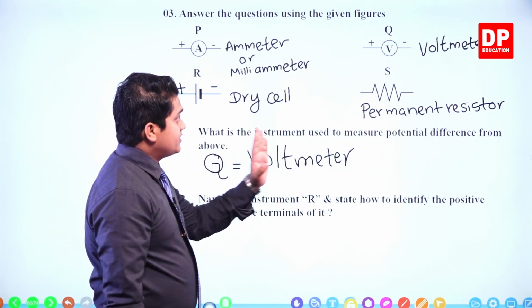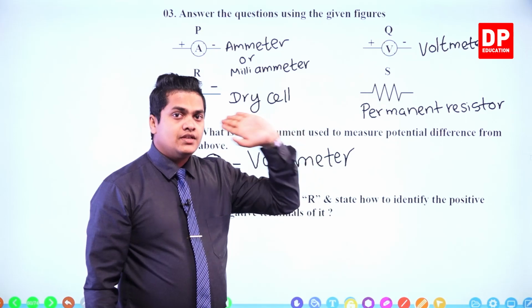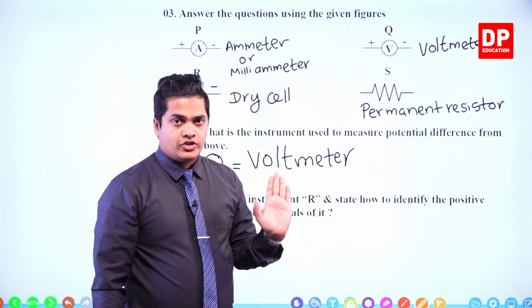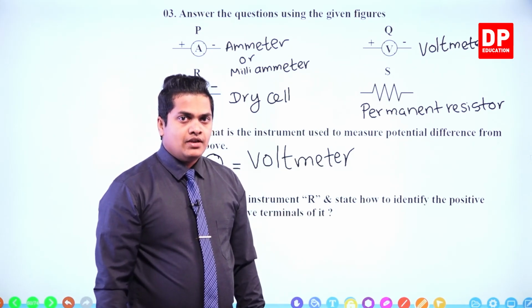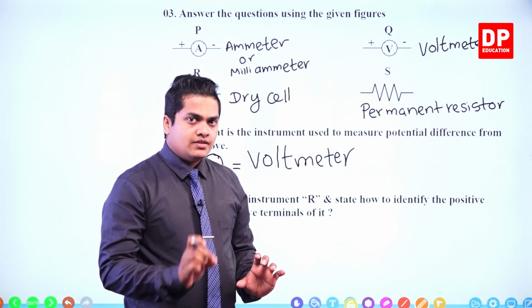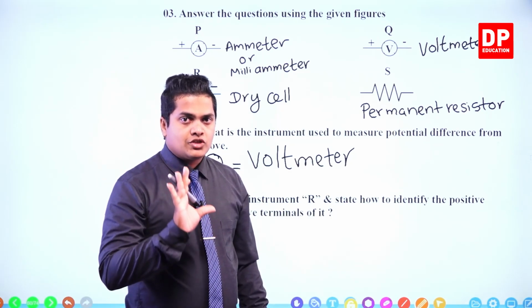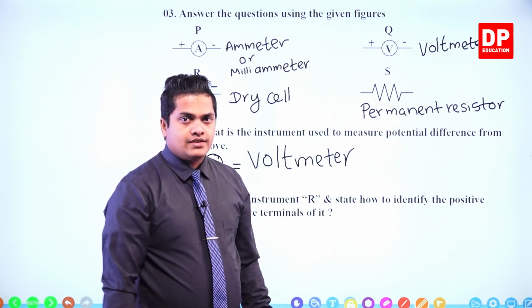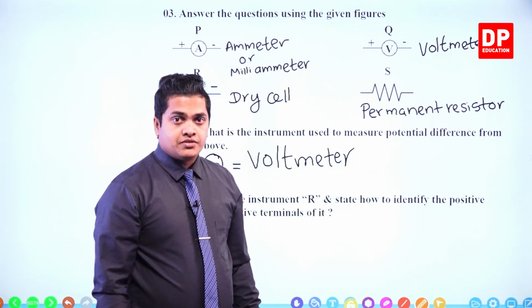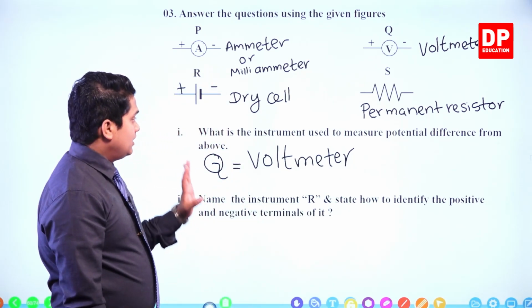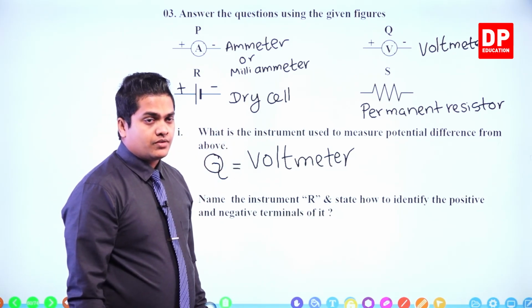Right? If the questions are given with symbols in this type of question, you have to answer the questions by using the symbols, right? It's okay to mention the real name, but mention the symbol first, then mention the real name. Don't mention only the real name. You have to first mention the symbol or the relevant letter, then after that you have to mention the real name of the instrument, right? So our answer would be we use Q or voltmeter to measure the potential difference, right?